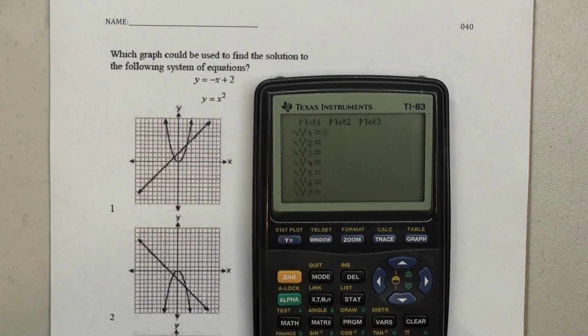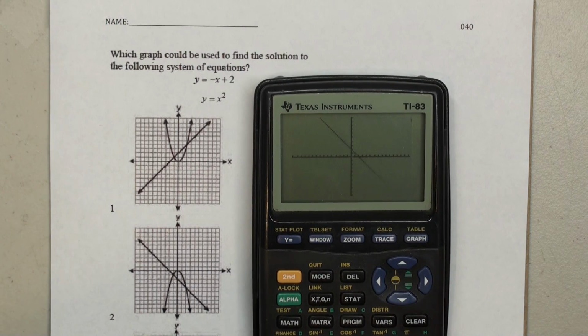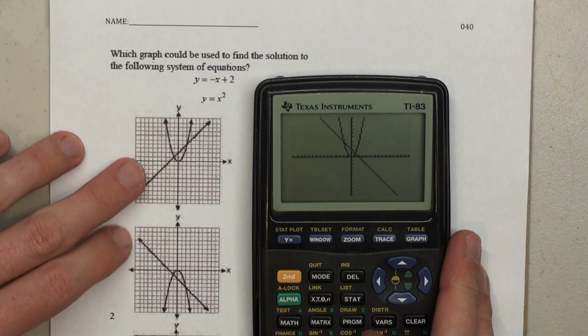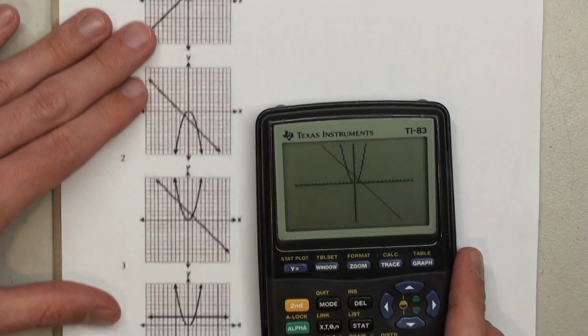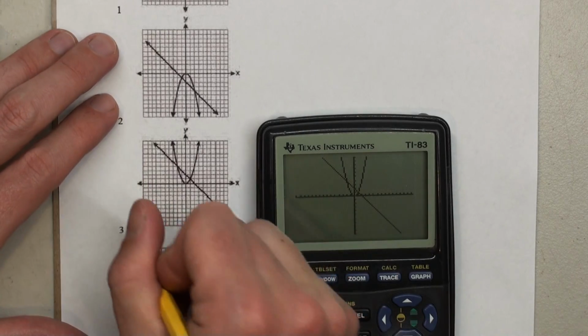y equals negative x plus 2 and x squared. I'm going to graph them. Okay? Now I look for which one is that graph. It's not the first one, it's not the second one, it's the third one. You see? They're the same.